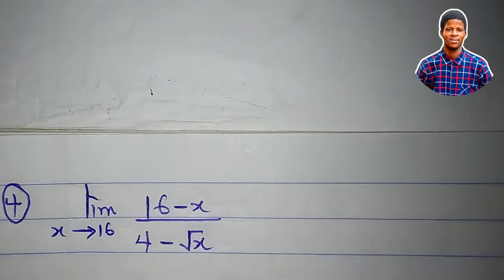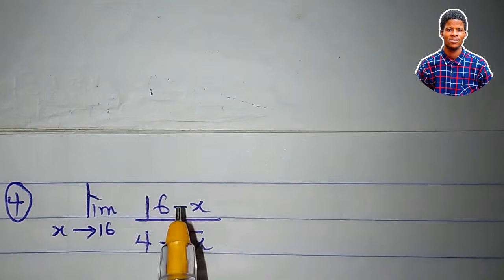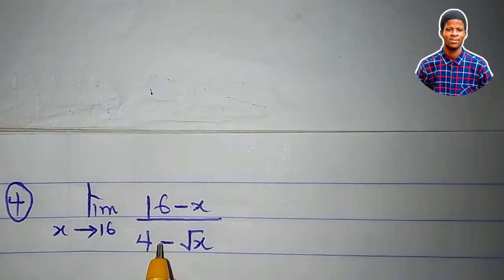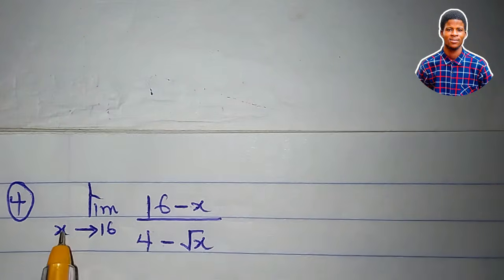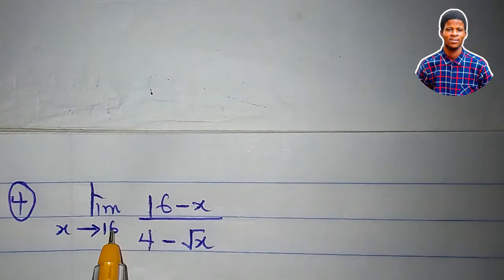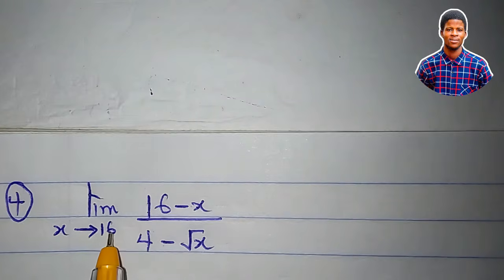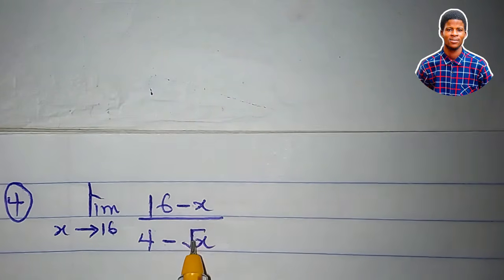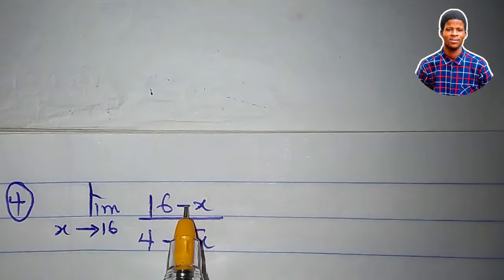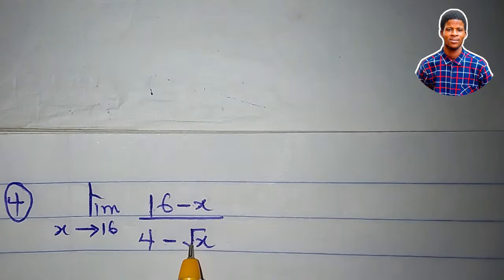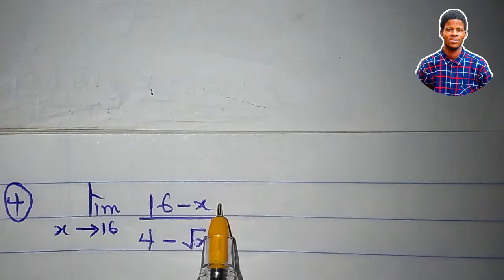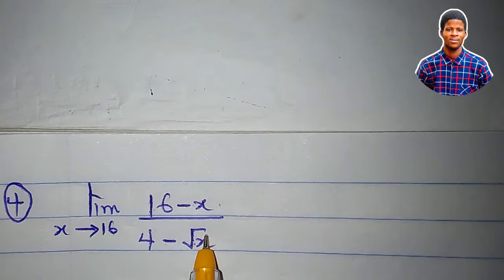Alright, let's compute the limit of this function: 16 minus x divided by 4 minus root x as x approaches 16. By direct substitution, if I plug in 16 into this function for x, 16 minus 16 is 0. Root 16 is 4. 4 minus 4 is 0. That will be 0 all over 0. And we don't need a 0 over 0. So let's find another method to achieve the solution.